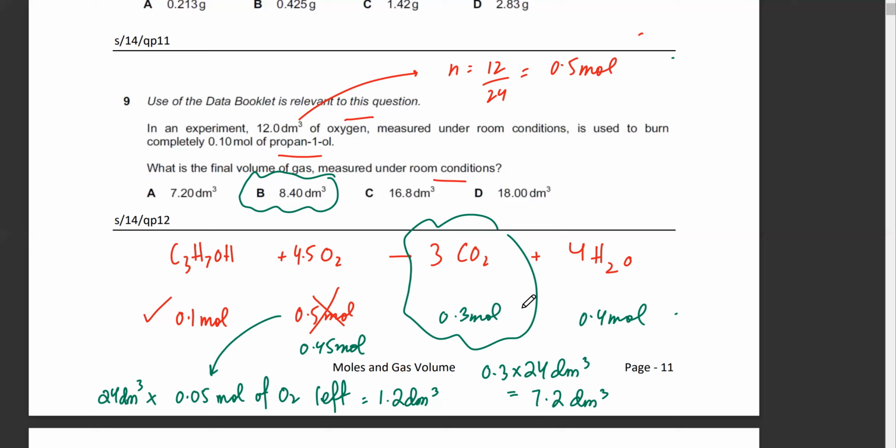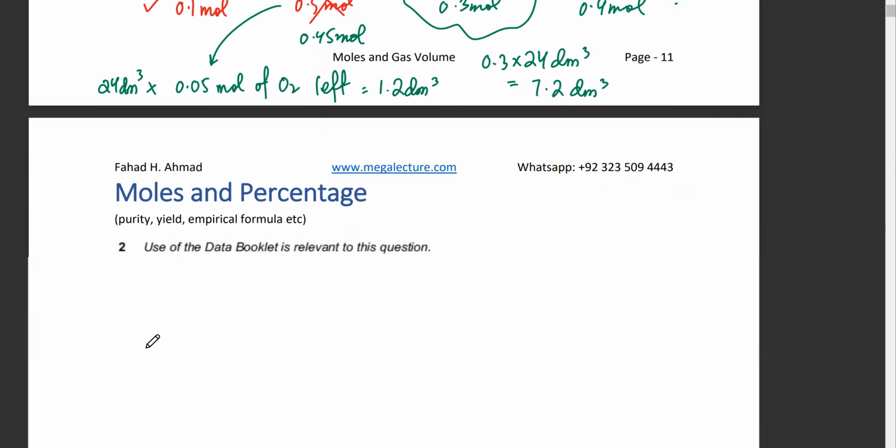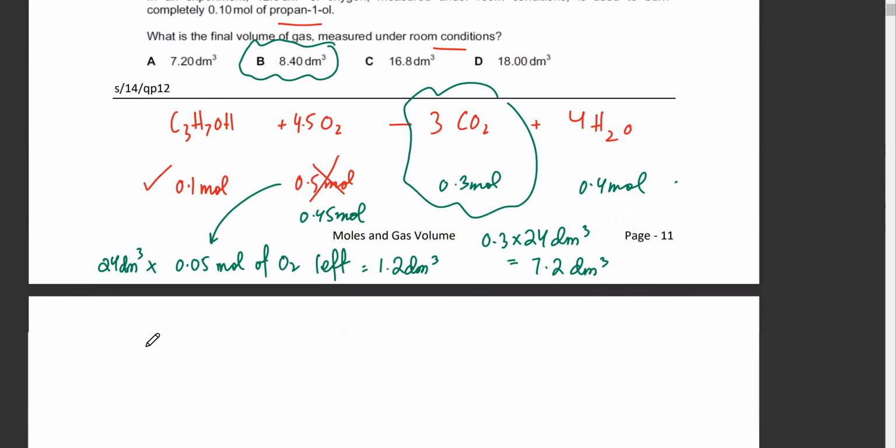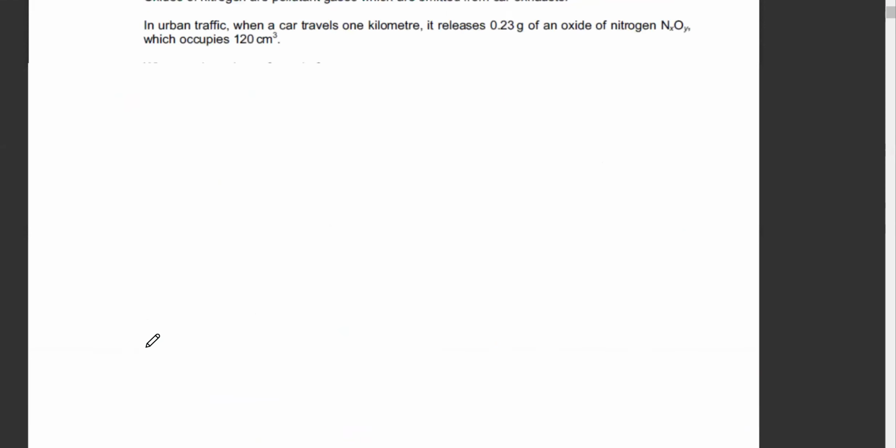Then most people would assume that you were just looking for the volume of carbon dioxide gas that's produced, and they would ignore the leftover oxygen. So they would see 7.2 and circle 7.2 when the actual answer is 8.4, because there's some leftover oxygen. This was in excess. So this was a tricky question. We're done with moles and gas questions, and we did the limiting and excess as well.